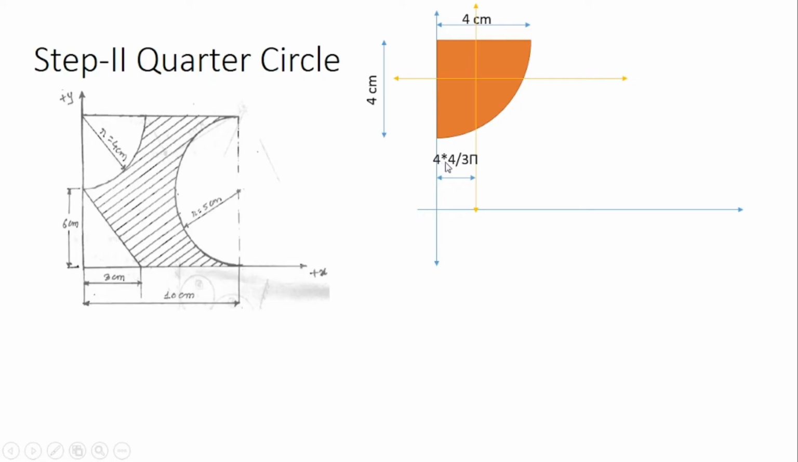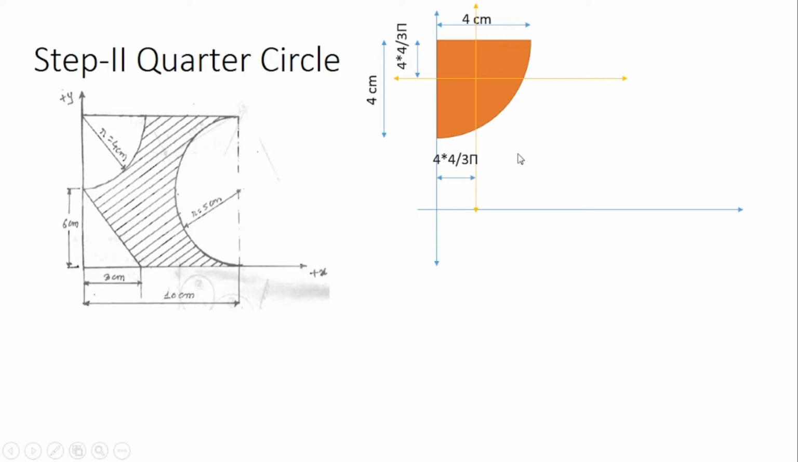So by the basic formula of a quarter circle, we get this distance equal to 4r divided by 3 pi. As the radius of this quarter circle is 4, that's why it is 4 into 4 divided by 3 pi. In the same way, this distance is equal to 4r divided by 3 pi. The radius is 4 centimeters, so 4 into 4 divided by 3 pi. So we'll try to calculate the values of x bar and y bar.